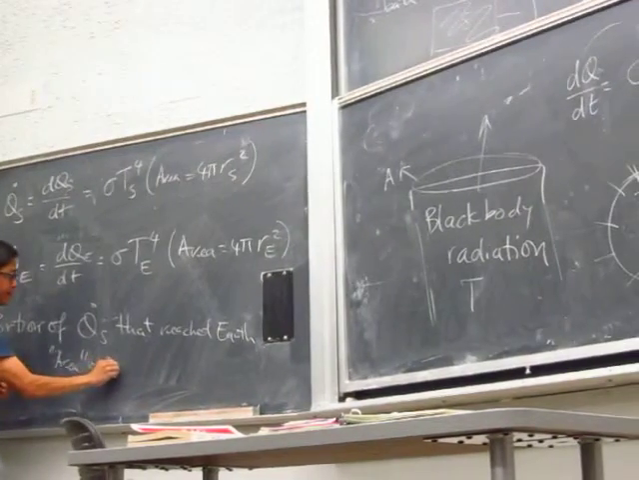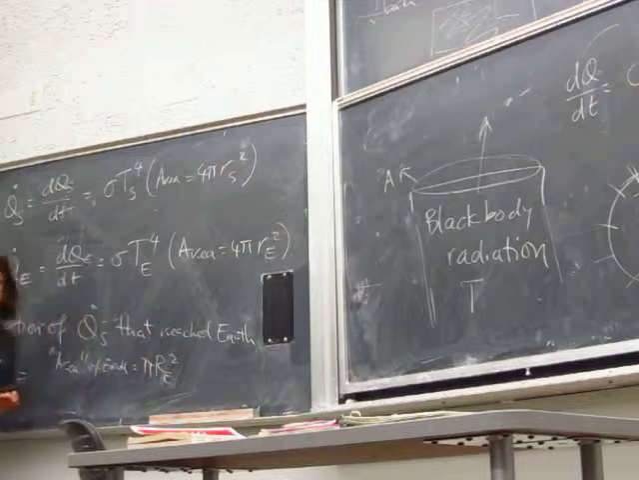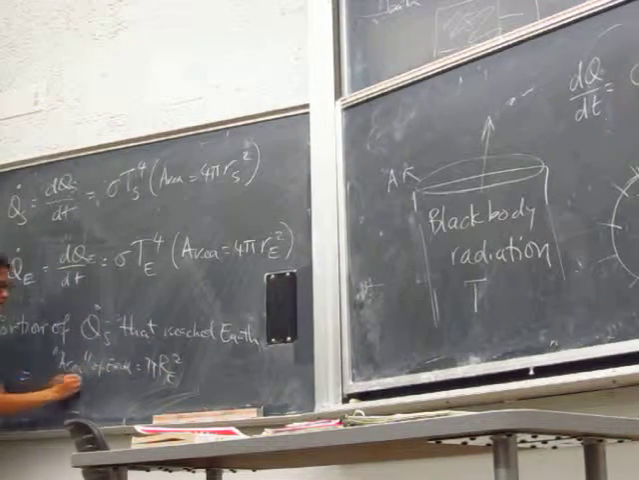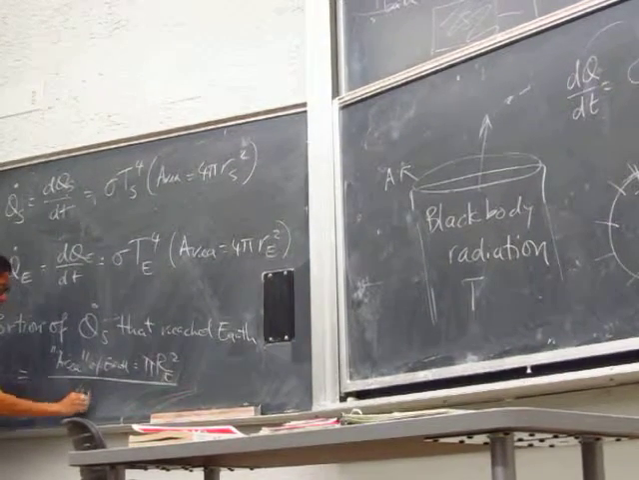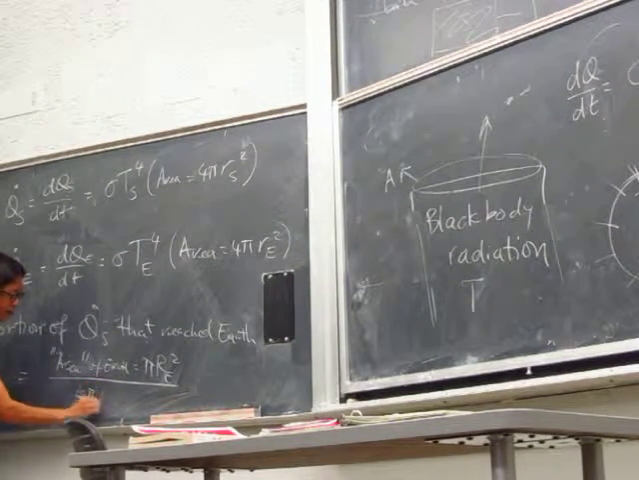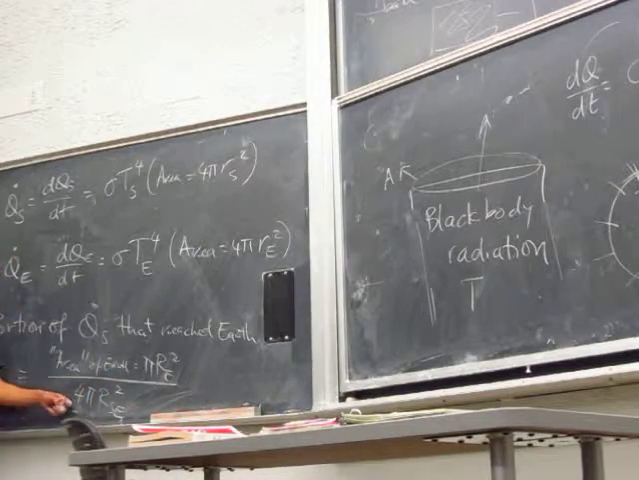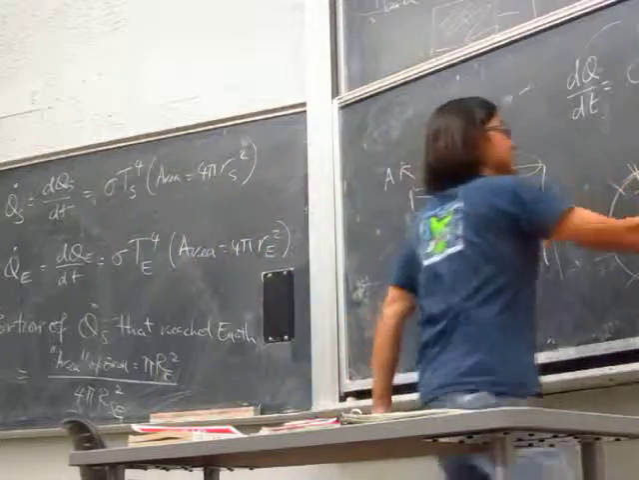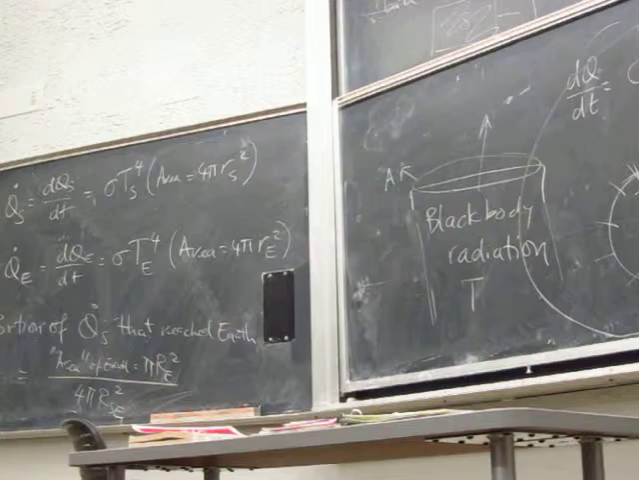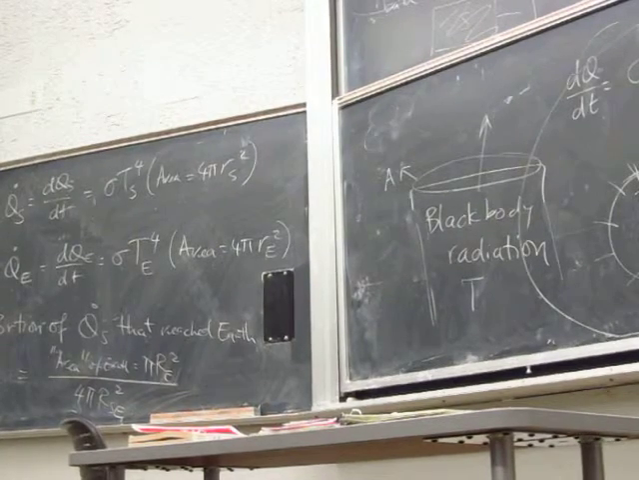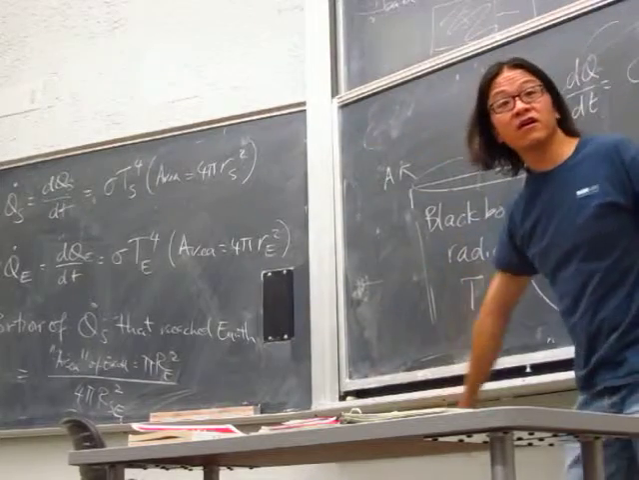Pi R E squared, divided by R S E squared, 4 pi R sun-Earth squared, right? Divided by the total area. That's the total area. This would calculate the solid angle. This solid angle is just this area divided by the area of this whole sphere.